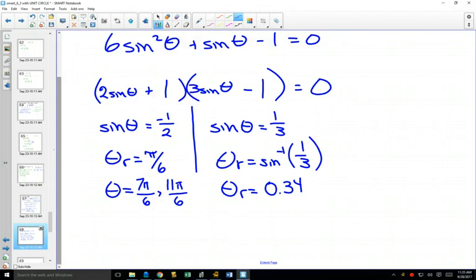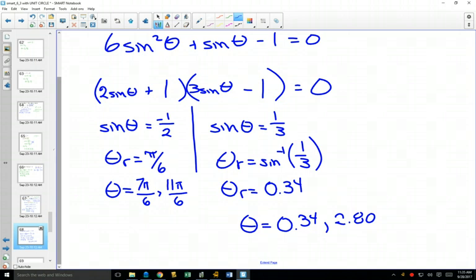Now, what quadrants is it going to be in? Quadrants 1 and 2, because sine is positive. So in quadrant 1, it will be the same as our reference angle. In quadrant 2, if it was degrees, you'd do 180 minus your reference angle. So pi minus our reference angle, 3.14 minus 0.34 will be 2.80. Okay, that's our first one with a calculator.